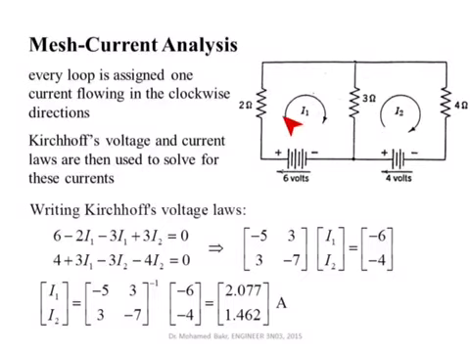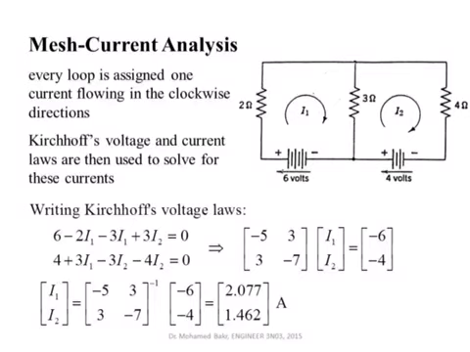What you do is assign one current per loop, in the clockwise or counterclockwise direction. Usually they take them in the clockwise direction. It's really a choice that we make. Let's make them clockwise, it does not really matter. So if we assume there is a current flowing called I1, and a current flowing called I2, then the current flowing in the 3 ohm resistor is simply I1 minus I2, because I1 is flowing from top to bottom while I2 is flowing from bottom to top, so they are opposite to one another.